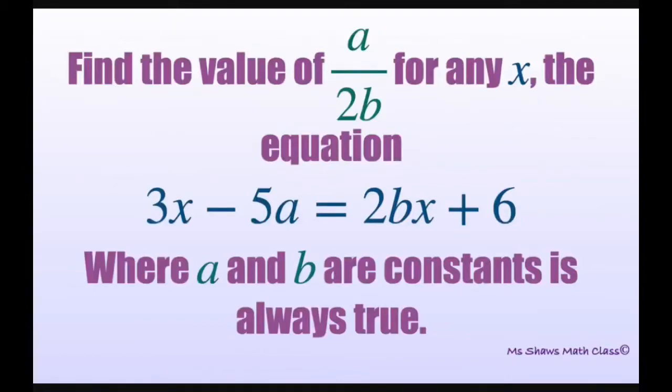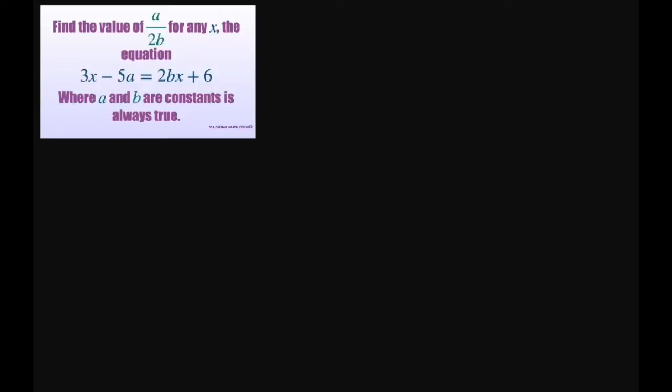Hi everyone, we're going to find the value of a divided by 2b for any x for the equation 3x minus 5a equals 2bx plus 6. A and b are constants, and it is always true. Basically, what we're going to do is equate coefficients and find a and b, so we can take a and divide it by 2b.